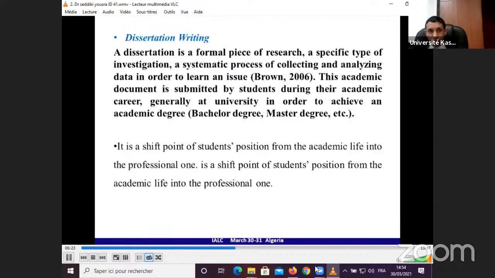Moving on to the second variable, which is dissertation writing. A dissertation is a formal piece of research, a specific type of investigation, a systematic process of collecting and analyzing data in order to learn about an issue, from 2006. This academic document is submitted by students during their academic career, generally at university, in order to achieve an academic degree, such as a bachelor's degree, master's degree, etc. It is a shift point of students' position from the academic life into the professional.